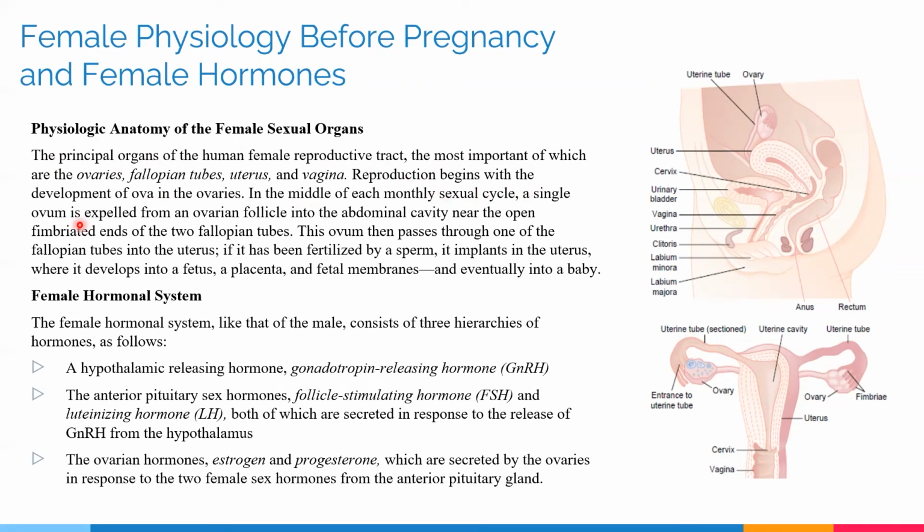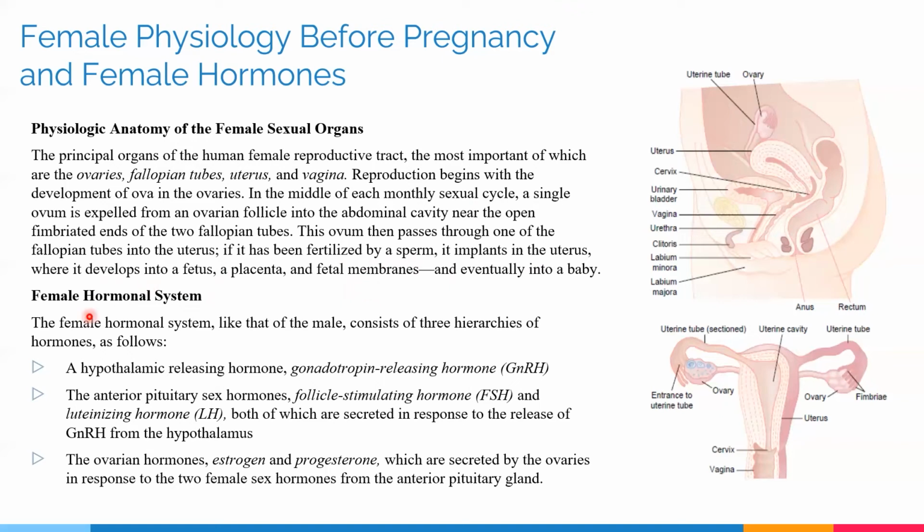Reproduction begins with the development of ova in the ovaries. In the middle of each monthly sexual cycle, a single ovum is expelled from an ovarian follicle into the abdominal cavity near the open fimbriated ends of the two fallopian tubes. This ovum then passes through one of the fallopian tubes into the uterus. If it has been fertilized by a sperm, it implants into the uterus, where it develops into a fetus, a placenta, and fetal membranes, and eventually into a baby.